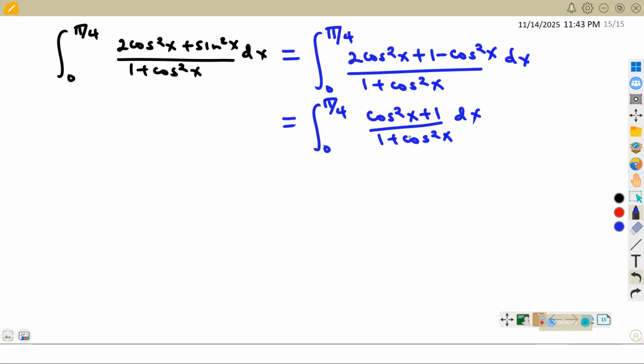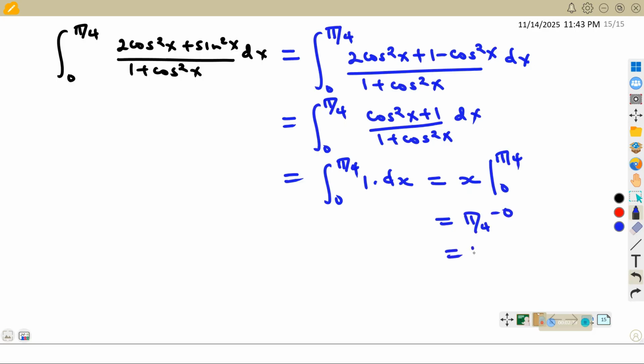And when you look at what we shall have here, this is actually same as 1. So this is 0 to pi by 4 of 1 times dx, because this is 1 plus cos squared over 1 plus cos squared. So this will give us integrate 1 with respect to x. That will be x from 0 to pi by 4. And this will be same as having pi by 4 minus 0, which will give us pi by 4. And that will be the required answer.